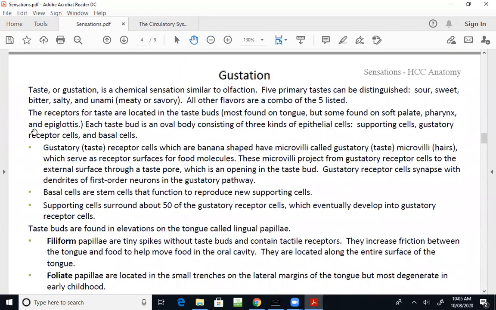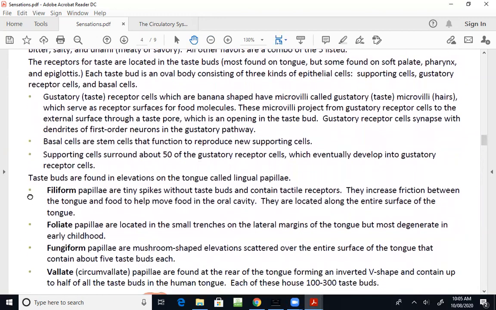All right. Fancy term for taste is gustation, chemical sensation similar to olfaction, smell. Primary tastes can be distinguished: sour, sweet, bitter, salty, and umami, which means meaty or savory. Any other flavor would be just a combination of those 5. Receptors for taste are located in our taste buds.